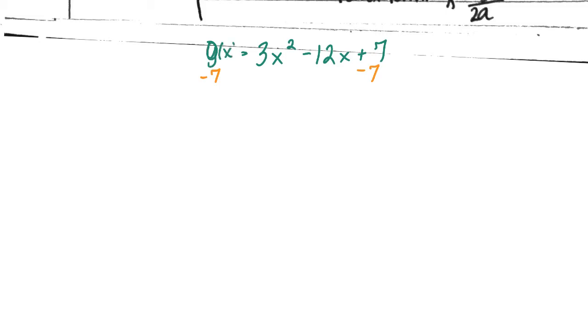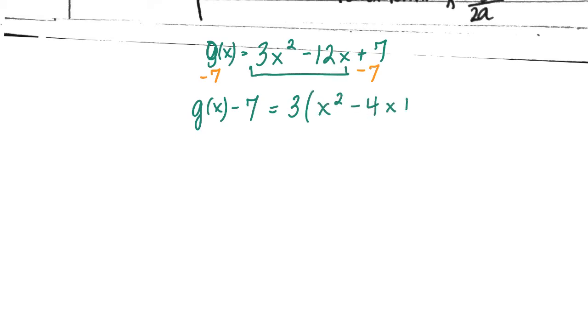G of x. Remember, an f of x or a g of x is just in place of the y. So I have g of x minus 7 equals 3. I'm going to kill two birds with one stone because I know I could take a 3 out of here, and then I could go ahead and work with completing the square. Those canceled out. But remember, what I add to one side, I have to add to the other.